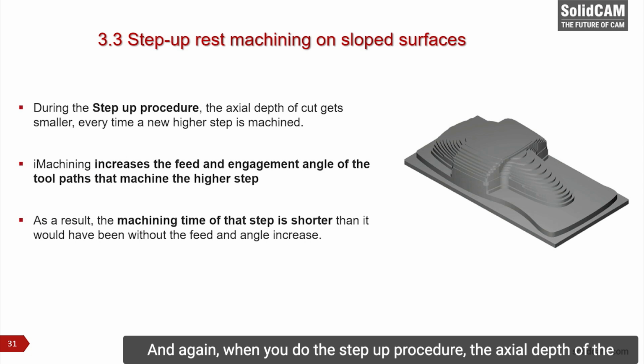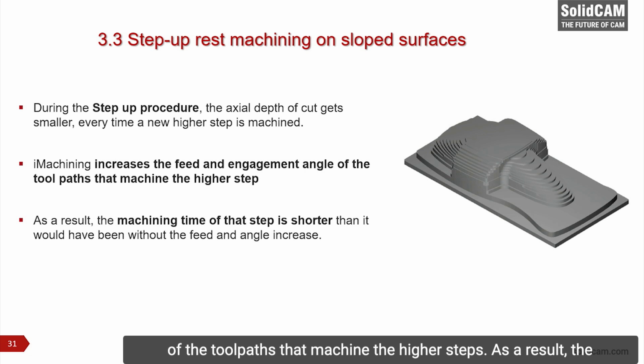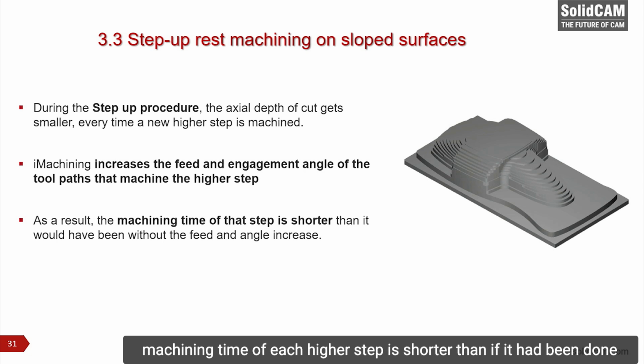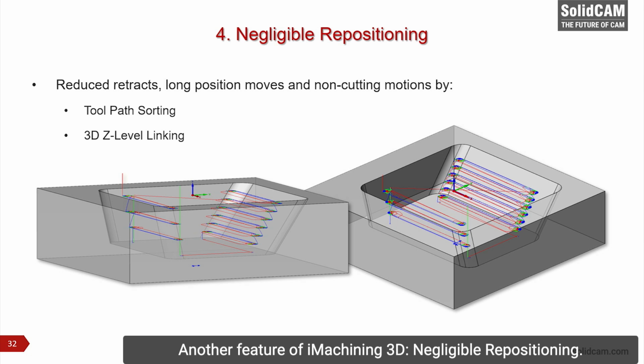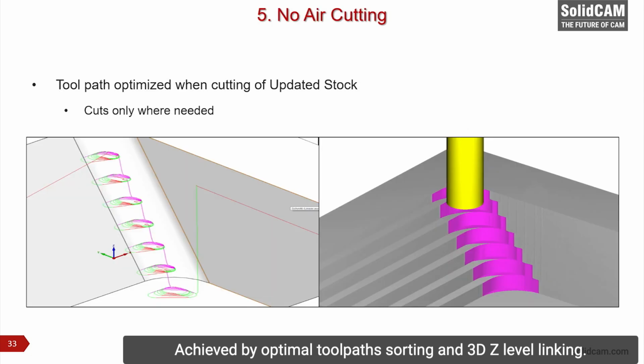And again, when you do the step-up procedure, the axial depth of the cut gets smaller as you go upwards, every time a new higher step is machined. And iMachining increases the feed and engagement angle of the toolpaths that machine the higher steps. As a result, the machining time of each higher step is shorter than if it had been done without the feed and angle increase. Another feature of iMachining 3D: negligible repositioning, achieved by optimal toolpath sorting and 3D Z-level linking.